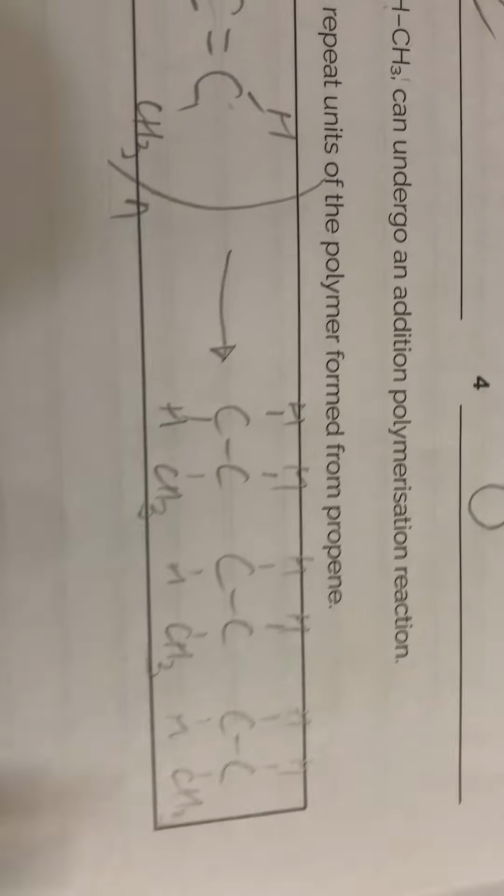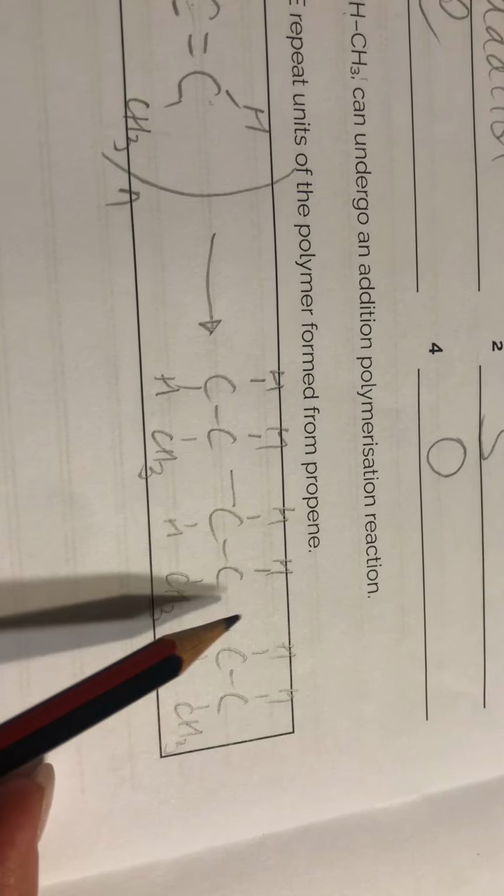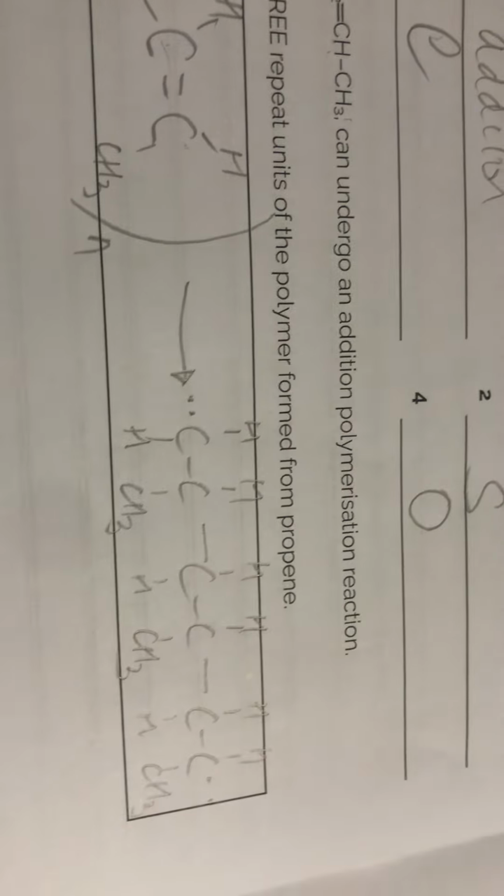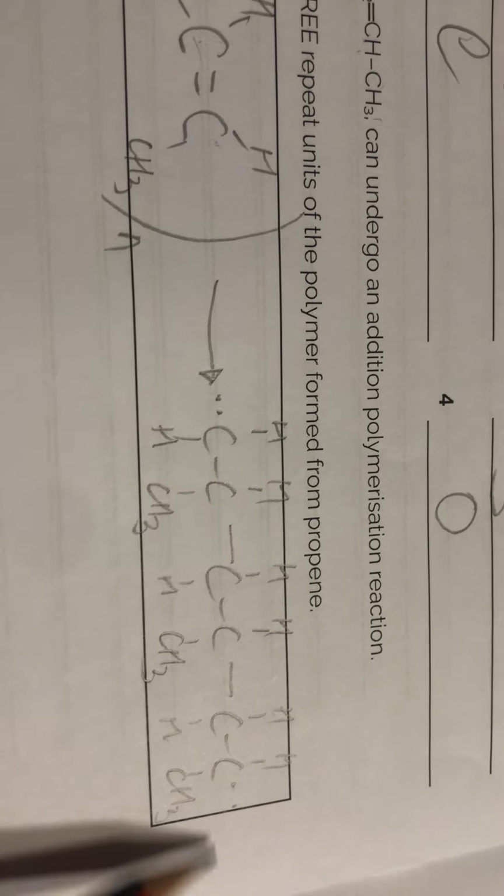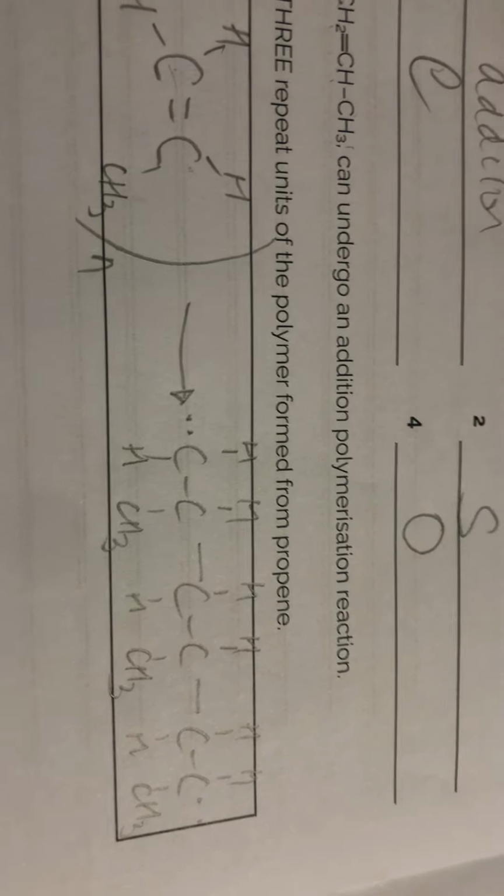Okay, and then we have to join them up, join, join, and then we have to show that there is a dot, dot, dot on each end. So some of you forgot the dot, dot, dot. Most of you actually had a good go at doing this, so that was really good. Okay, and I think this is the last question.